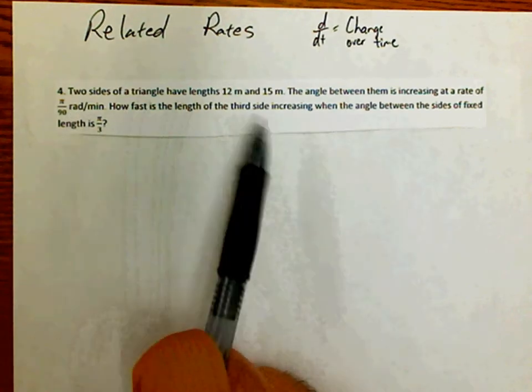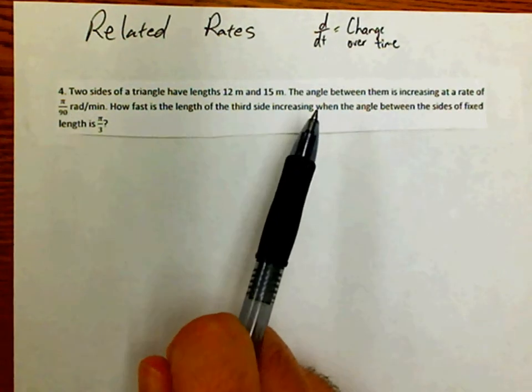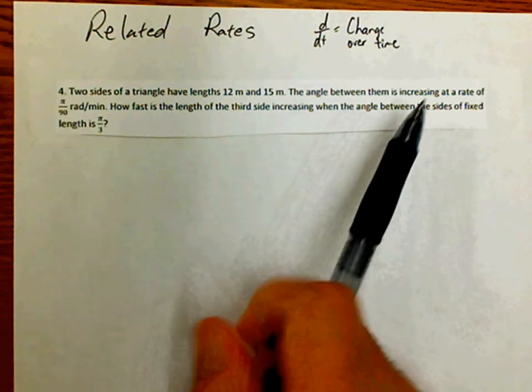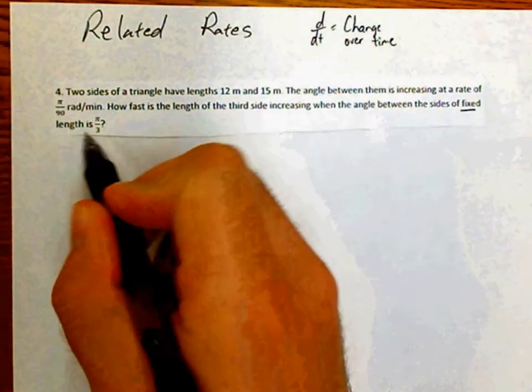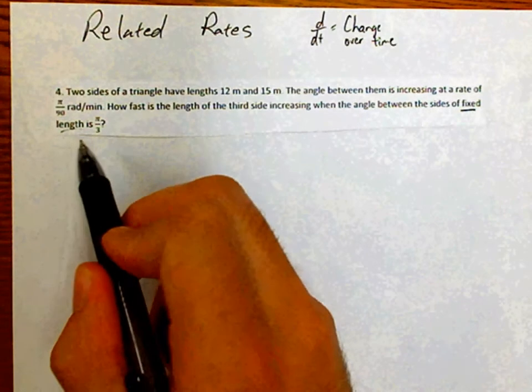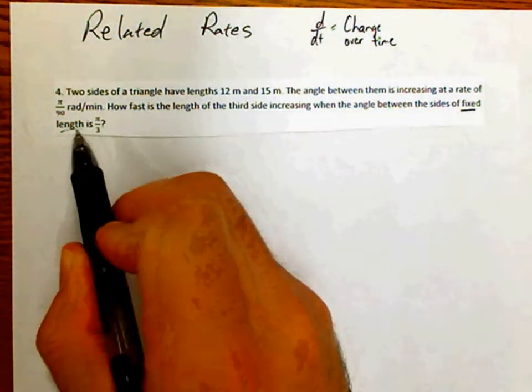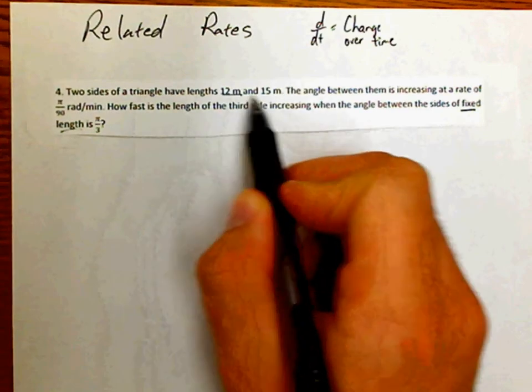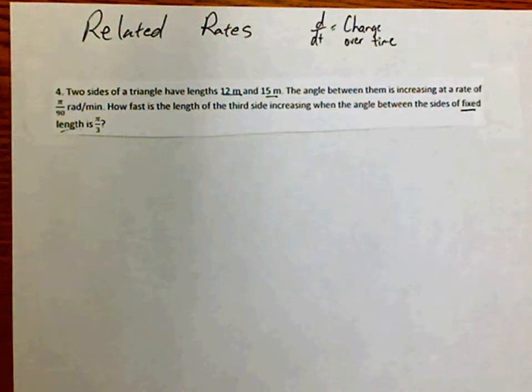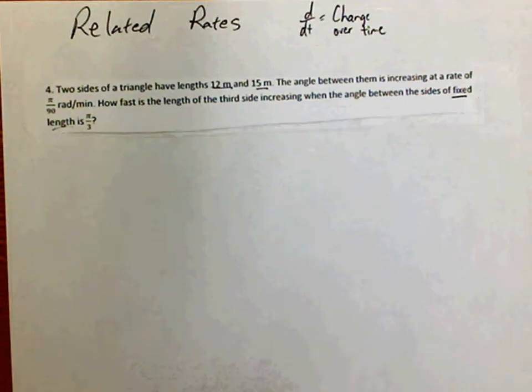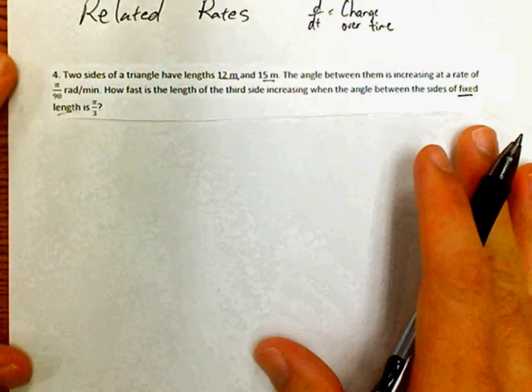How fast is the length of the third side increasing when the angle between the sides of fixed length, they just told me something important there, is pi over 3 radians? Fixed length means that these two sides are constant. That's super helpful. It's going to make this a lot easier. I'm going to have fewer variables. The fewer variables you have, the easier these problems are.